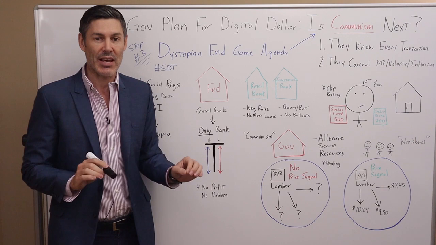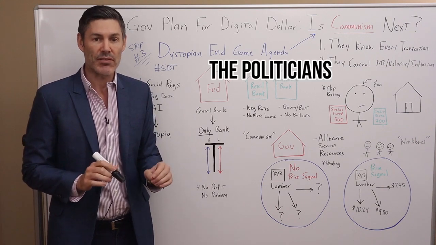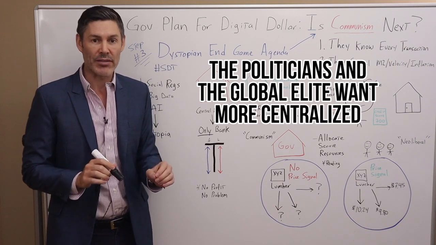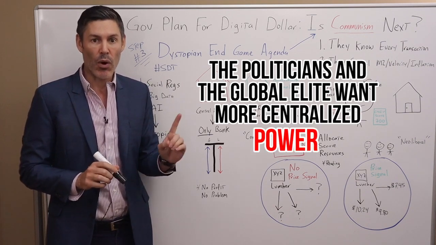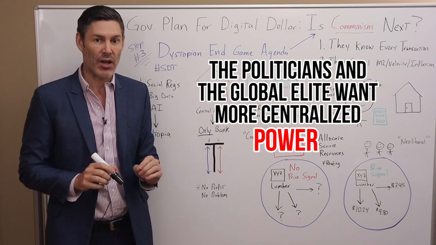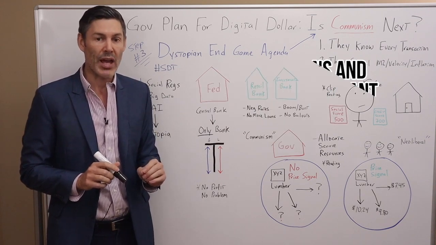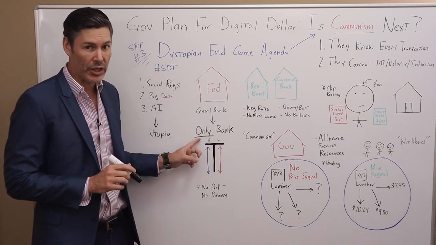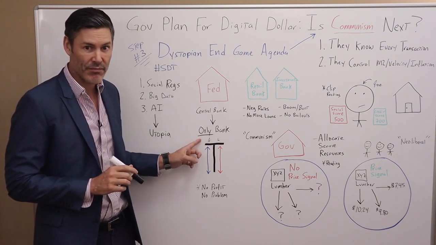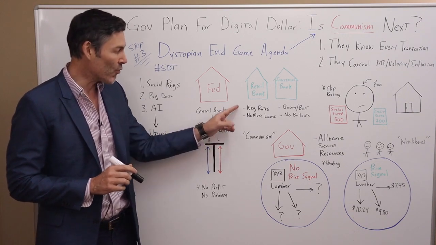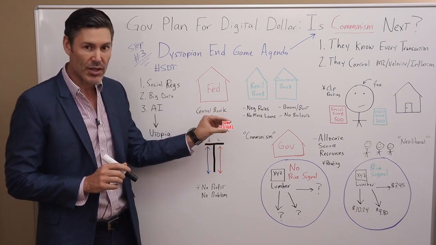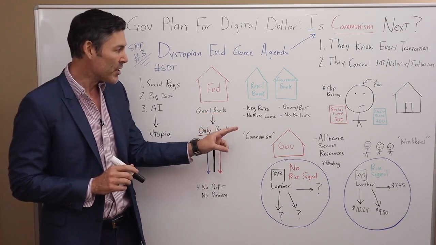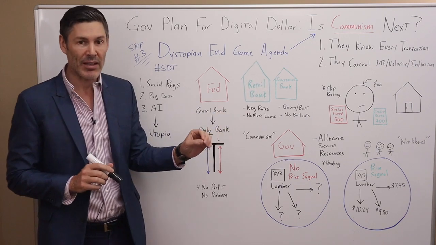There's one thing that's safe to say. The politicians and the global elite want more centralized power. And the number one thing they could do to have that centralized power would be to create a central bank that was the only bank. That's it. So what would happen if they take rates negative, they reduce the amount of bank reserves like we talked about in step 1 and 2? This eliminates the retail banking system.